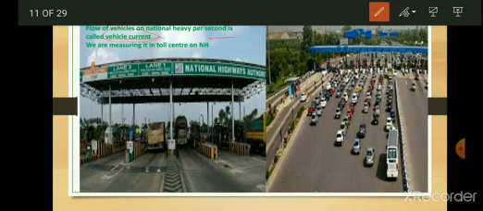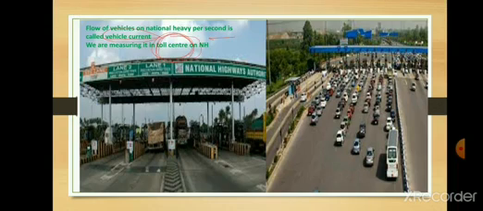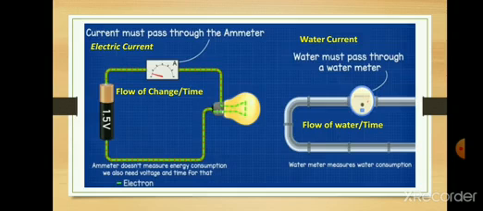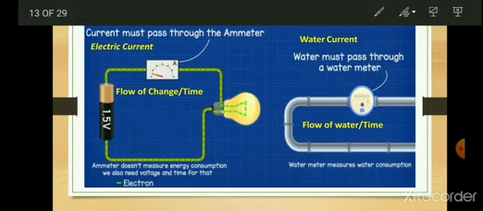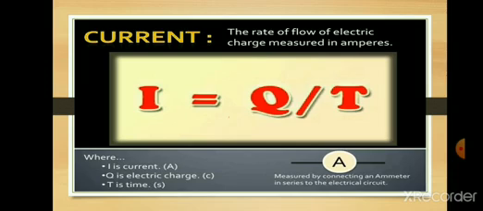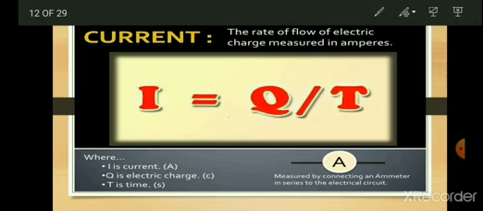This vehicle current is measured by the toll center. Similarly, the flow of current is measured by the ammeter. The ammeter is always connected in series.